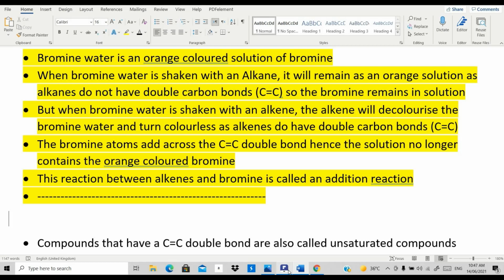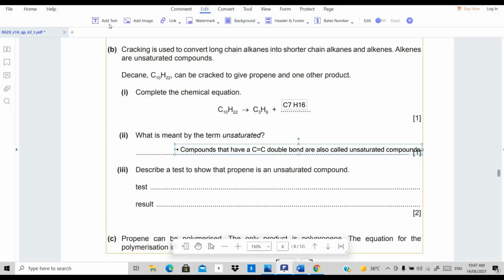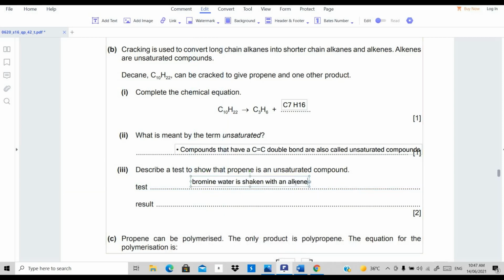Okay, this is the detailed step. I hope you understood very well. But now we are looking for the test. So we can say bromine water shaken with alkene. Basically, we're talking about propene, so I'll just replace alkene with propene. Bromine water is shaken with propene.